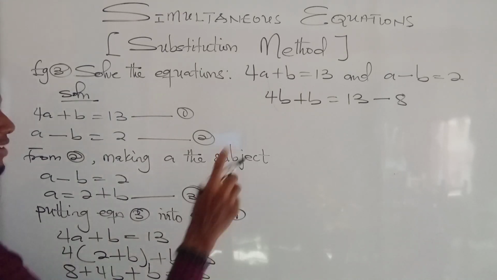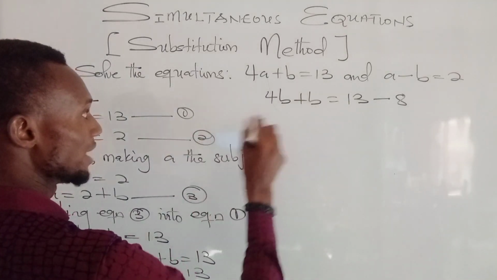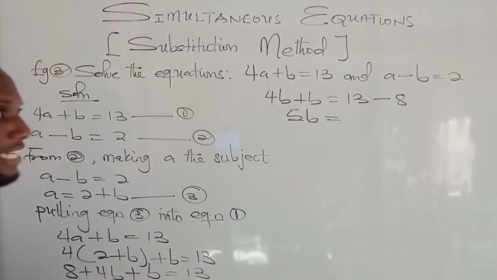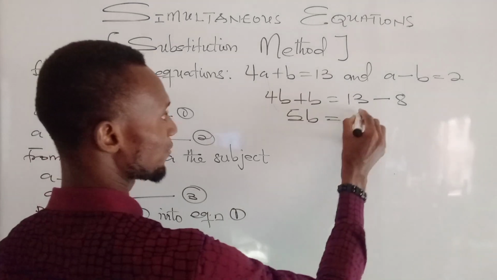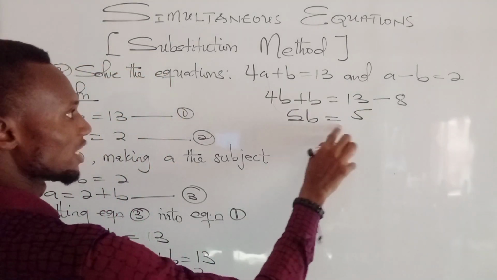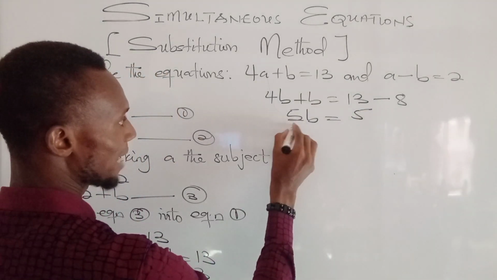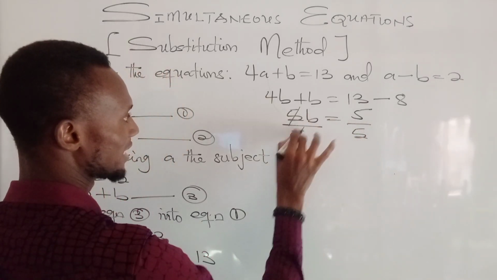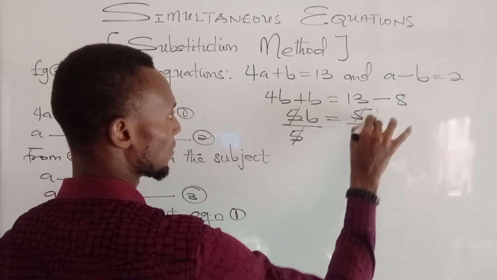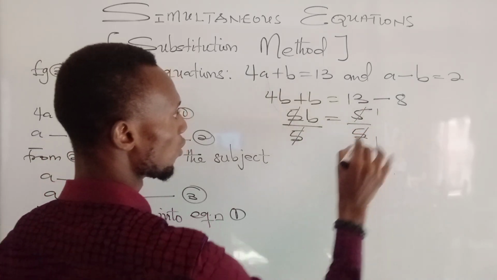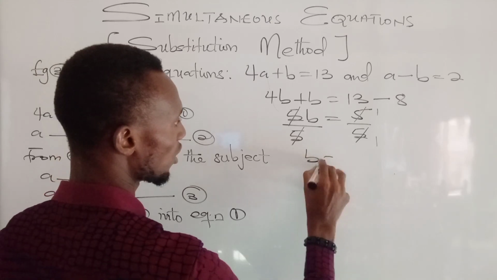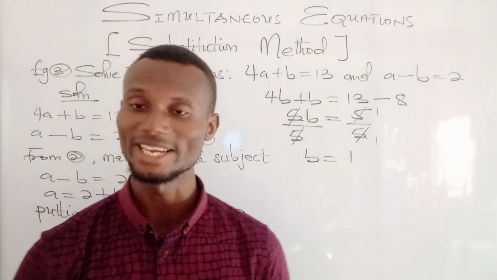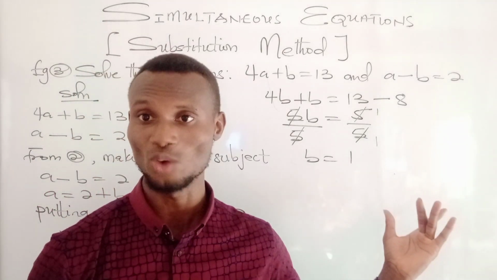So let's simplify further. 4b plus b gives 5b. So 5b equals 13 minus 8, which gives 5. So I'm having 5b is equal to 5. Then to get my b, I'll divide here by 5 and here also by 5, so that this 5 and this 5 will cancel away. 5 goes here 1 and 5 goes here also 1. So you have your b equals 1 over 1, which is 1. So your b equals 1. We've gotten the value for b, which is equal to 1.